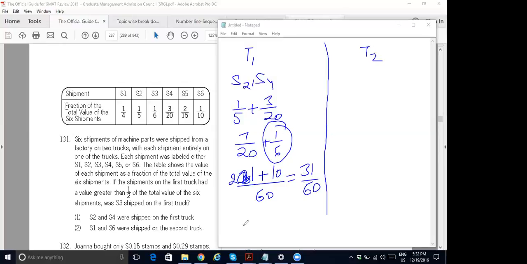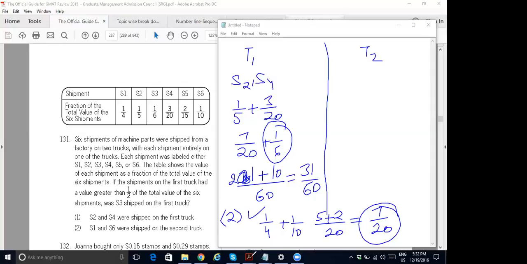And if I take statement 2, S1 and S6 were shipped on the second truck. S1 is 1 by 4, S6 is 1 by 10, 20 is the LCM, 5 plus 2, 7 by 20 is on the second truck. But you can't put S3 on the second truck, because as soon as you put it, the value will become greater than half, and that can't be possible.